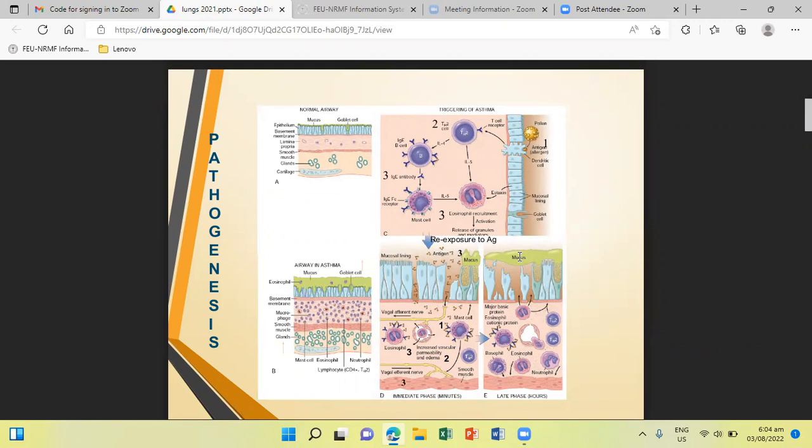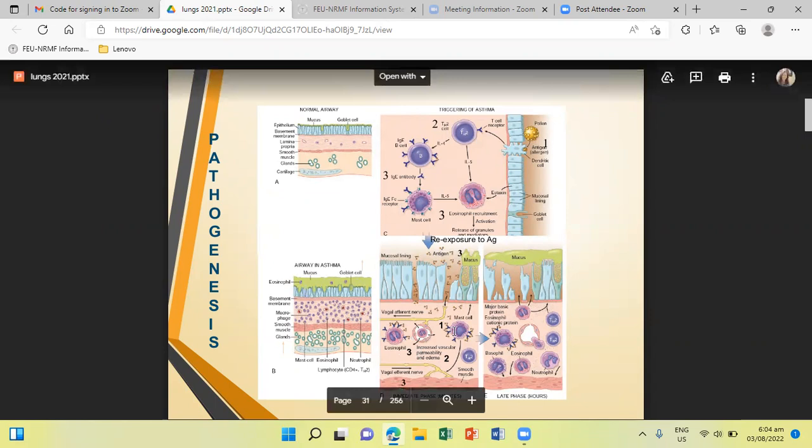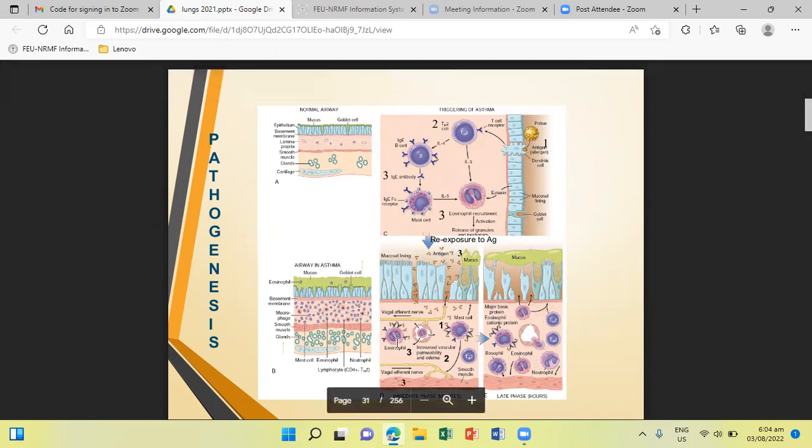Inhaled allergens trigger the T helper 2 dominant response, which will then favor IgE production and eosinophil recruitment. As you can see in illustration D, on re-exposure to antigen, the immediate reaction is triggered by antigen-induced cross-linking of IgE bound to Fc receptors on mast cells.